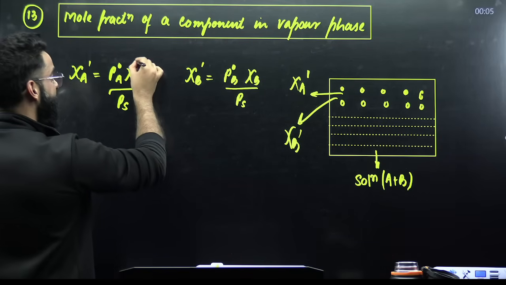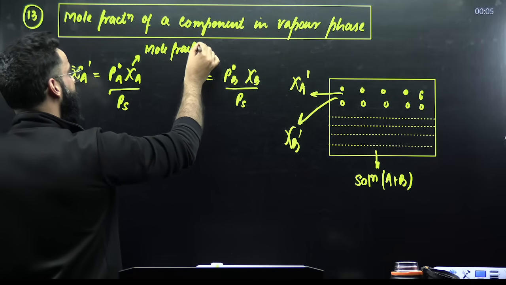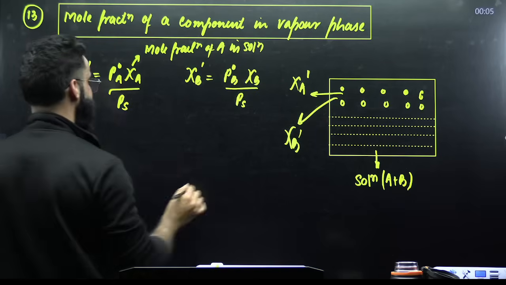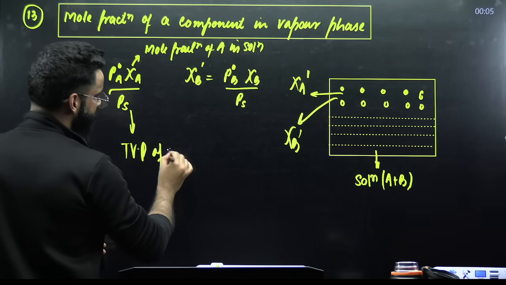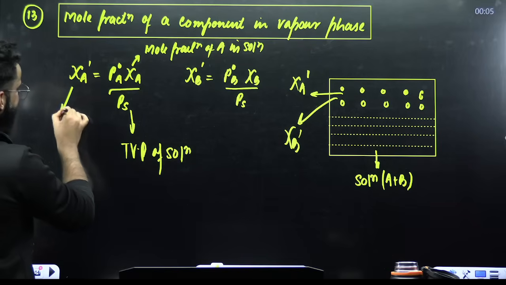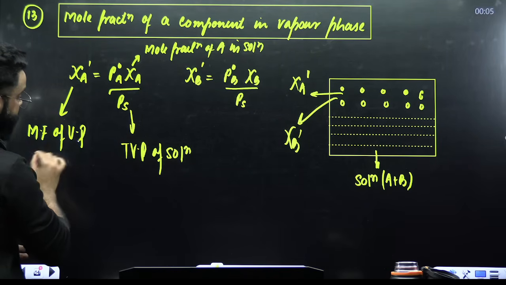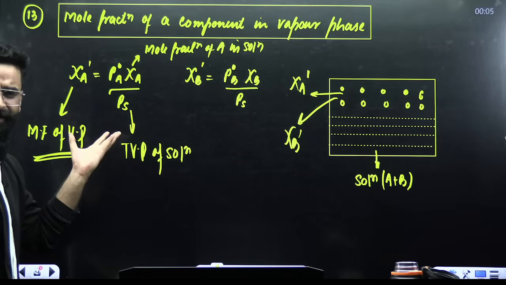PS. Now you must be thinking, what is chi A? Chi A is basically the mole fraction of A in solution phase. And PS is basically the total vapor pressure of solution. And what is this chi A dash? It is the mole fraction of A in vapor phase. Perfect. A question can be directly asked from this result.